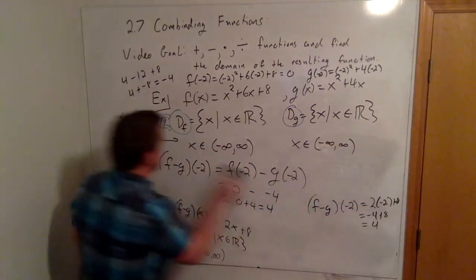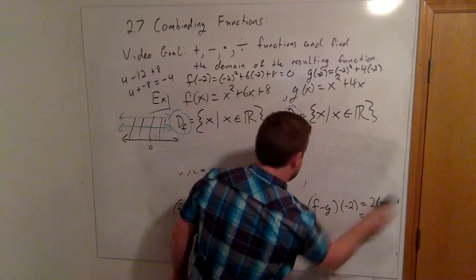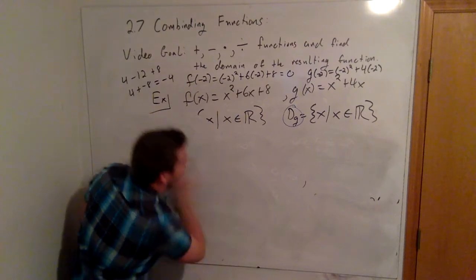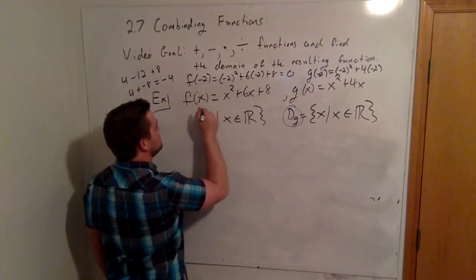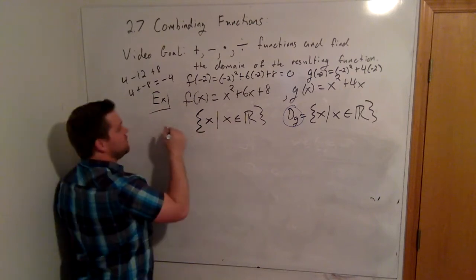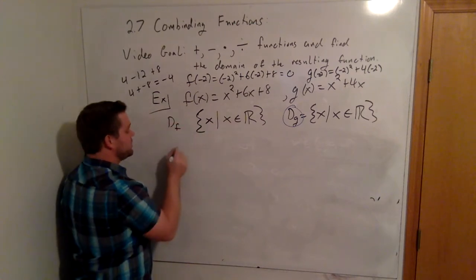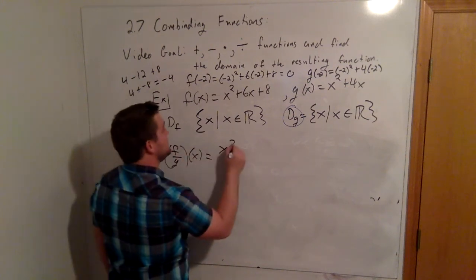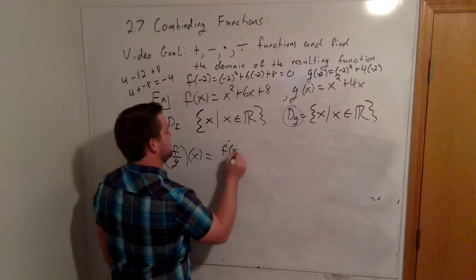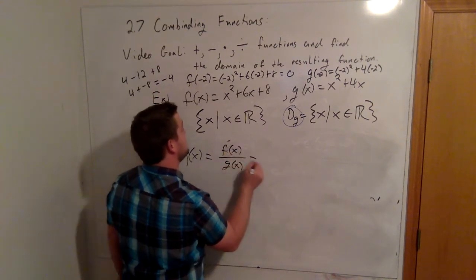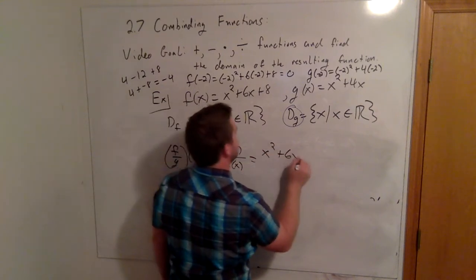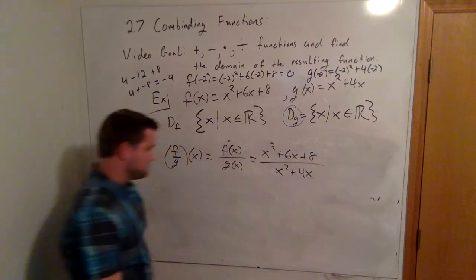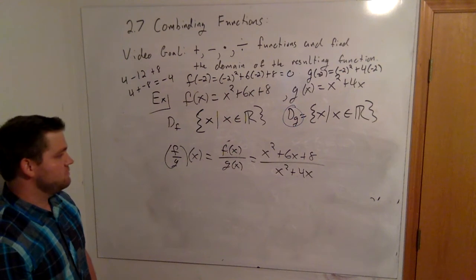Okay, so let's do another example. So we did f minus g. Okay, let's keep this up. Let's also do, be a little bit careful, the division of these. Okay, so this was the domain of f. Let's say we want to compute f divided by g of x. So what does this mean? This means we're taking f of x and we're dividing it by g of x. So that's going to be x squared plus 6x plus 8 all over x squared plus 4x. So I've divided these two functions.